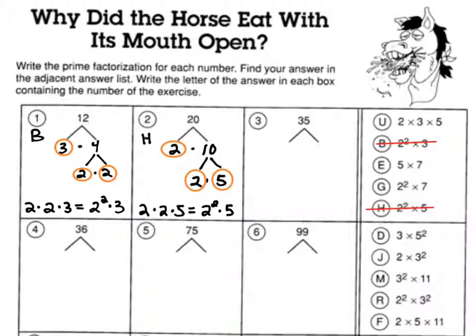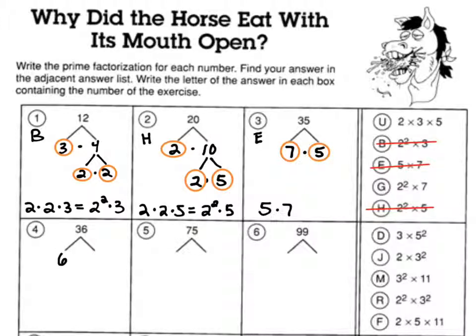And that's the letter H. Well, factors of 35 is 7 and 5. Now, we know that 7 doesn't break down, it's prime, and 5 doesn't break down, it's prime. And so, what we could do is we could say that 5 times 7 is our prime factorization of 35. That's the letter E.